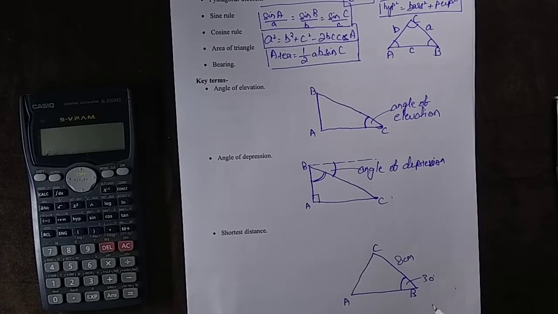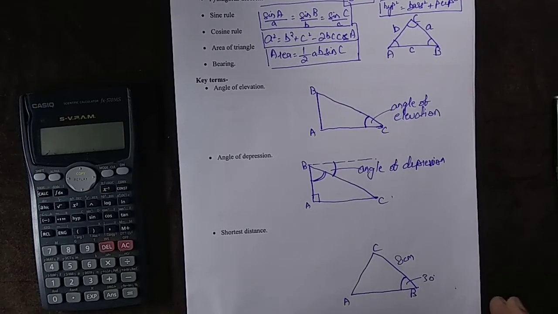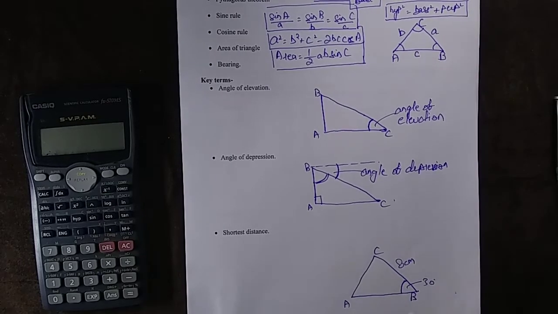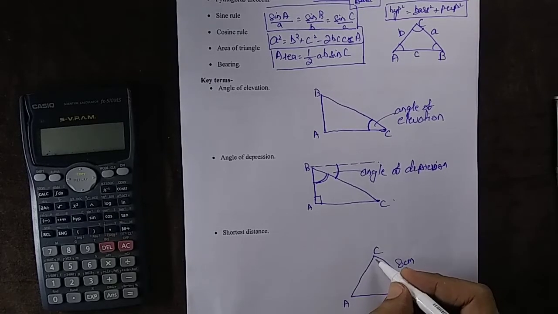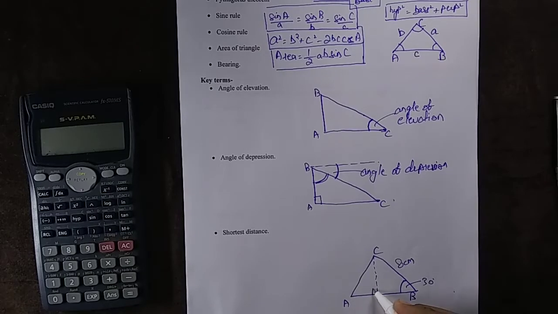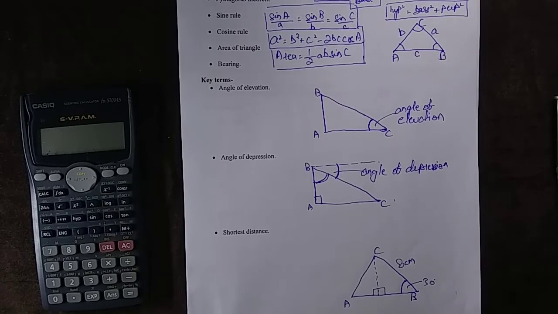Now remember, the shortest distance has to be the distance from a point to a line. And from a point to a line, it would always be the perpendicular distance. To find the perpendicular distance, you should have a perpendicular drawn from the point to the line. So this is the perpendicular drawn. Basically, if this point is X, you actually need to find the side CX.